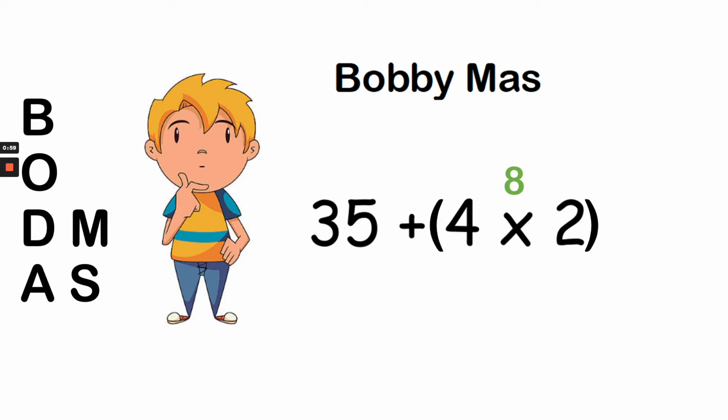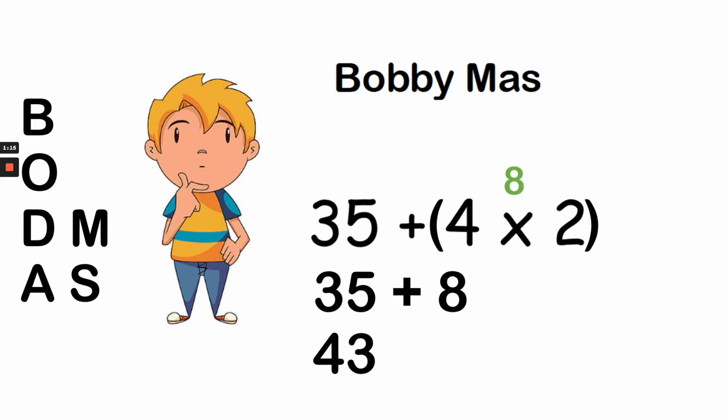Because now I'm going to write this equation out again. 35 plus 8. Now we carry on with our order of operation. We've just done division and multiplication. Is there addition or subtraction? Yes, there is. 35 plus 8 gives me 43, which is our answer for today. Great job if you got 43.